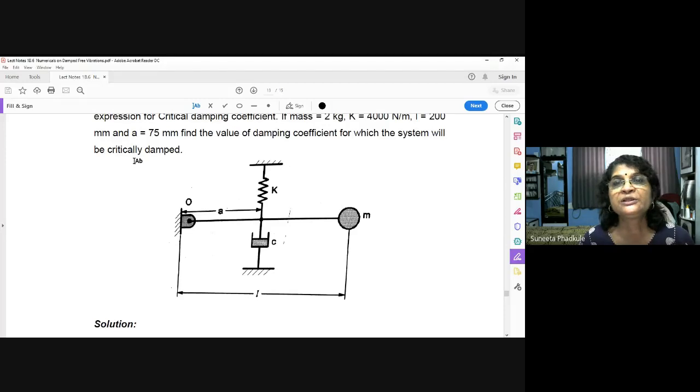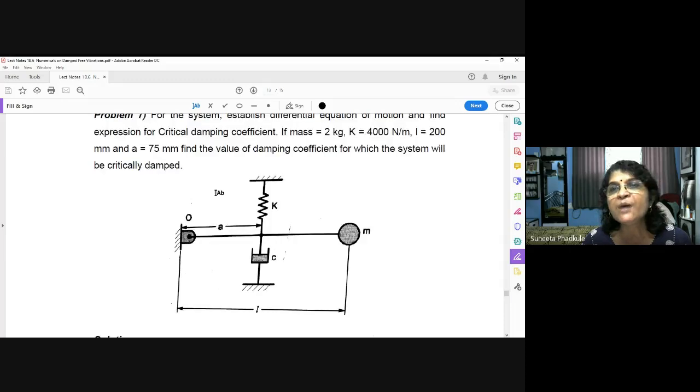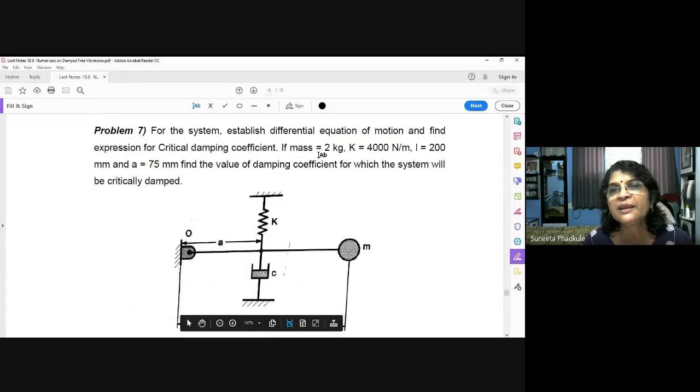Okay, so then this is the spring, damper and mass. What is the distance of the spring from this pivot point A? That A is given as 75 mm. What is the distance of the mass from this pivot point? That is L. So L is given as 200 mm. Then M is given, K is given.